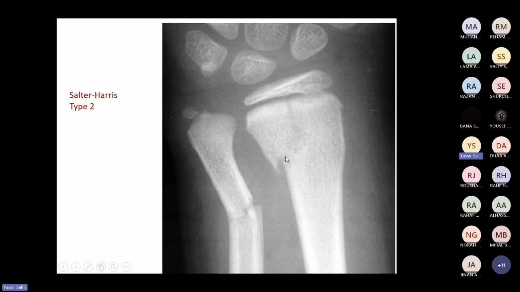Yes, the metaphysis. Notice this lucent line, which means we have a fracture in the metaphysis. This is the metaphysis, and this is the cross plate or physis. But what is this? Epiphysis. The physis is normal, not fractured. So this is a type 2.